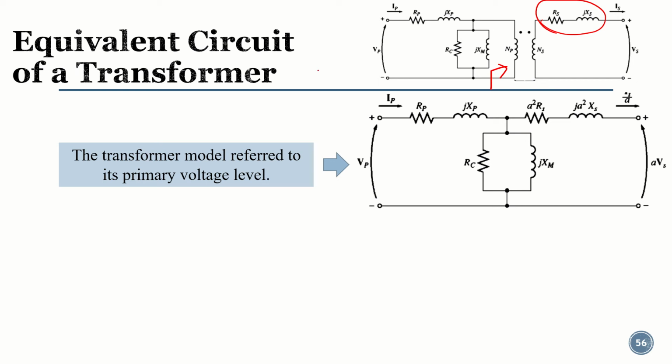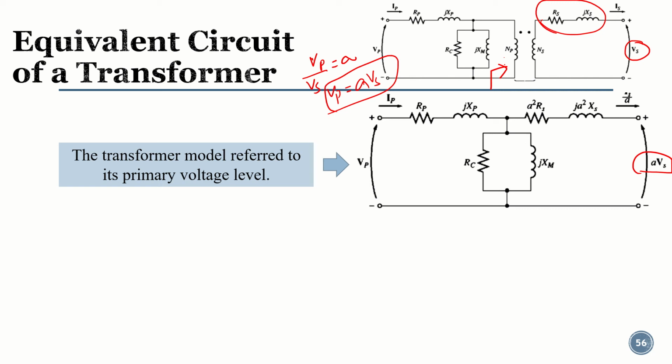And we know that the ratio of the primary and secondary voltage is the turn ratio, right? So when we are making the primary side model, the secondary side voltage will also be converted to the primary side voltage, which is basically A times Vs, because we are modeling towards the primary side.